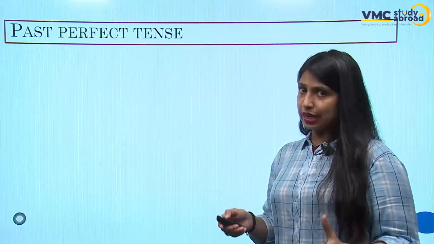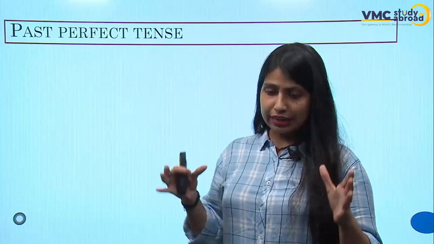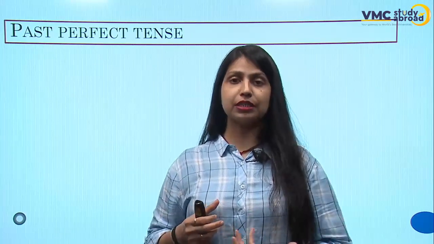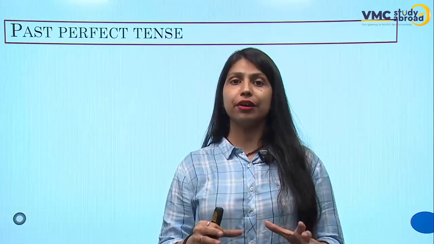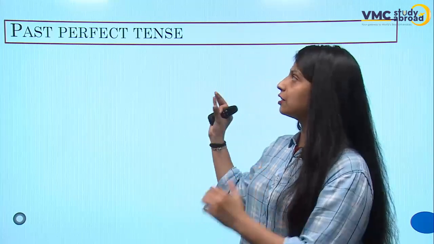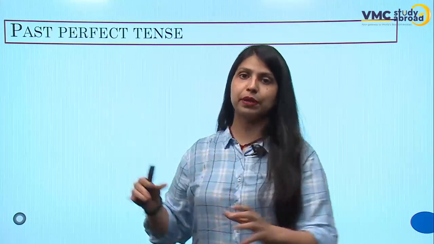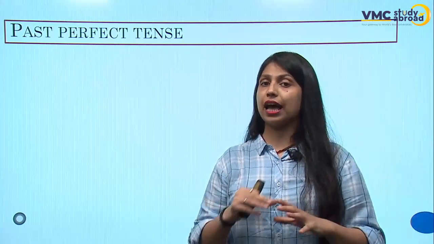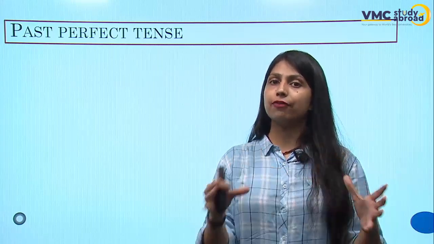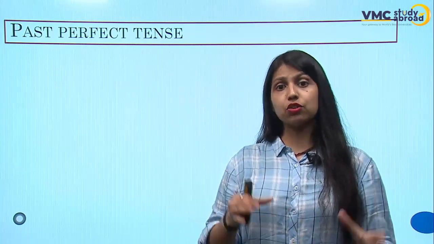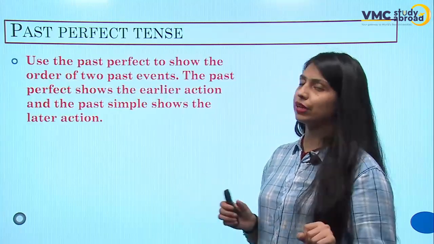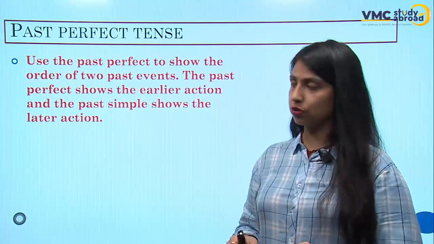Past perfect tense. I told you this very clearly in the present perfect tense video that perfect tense will tell you about something which is already done, which is perfectly done. And when this perfect tense comes with the past, it means in the past something has already been done. And that action does not have anything to do with the recent past or the present. Okay. So what is past perfect tense and how do we identify it?